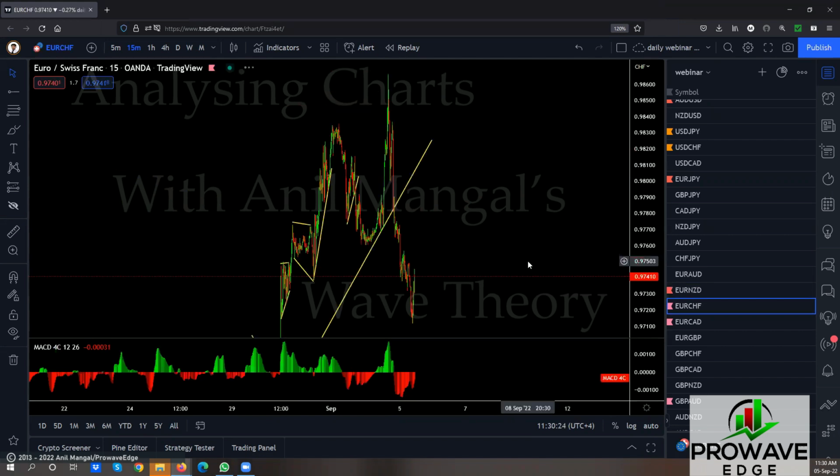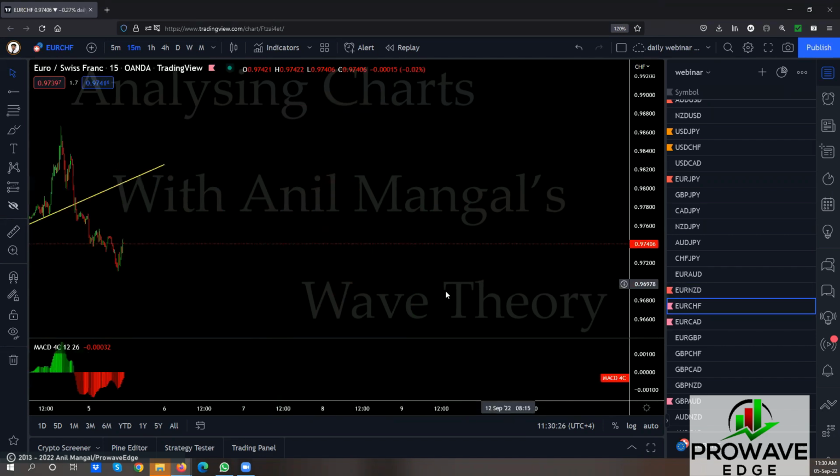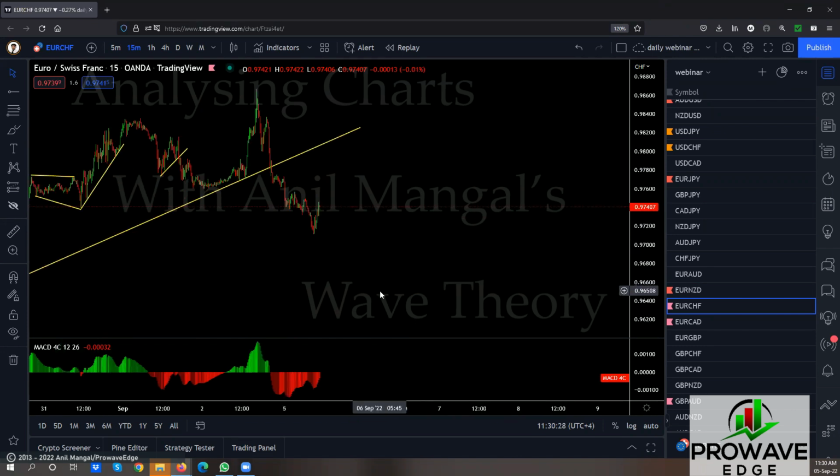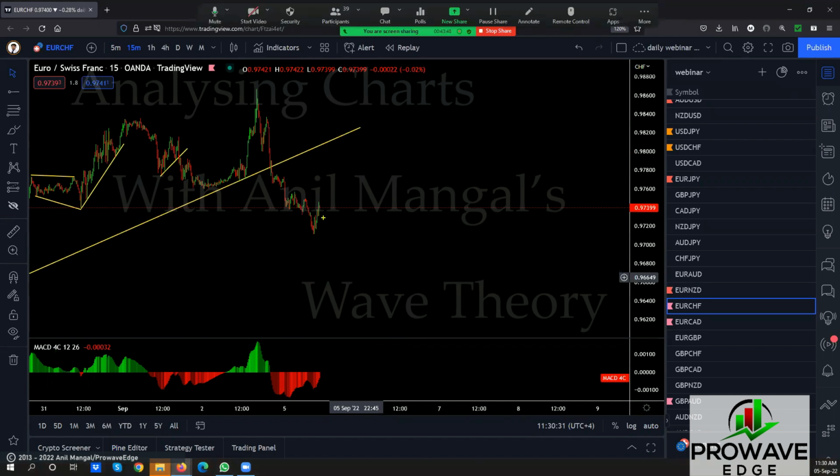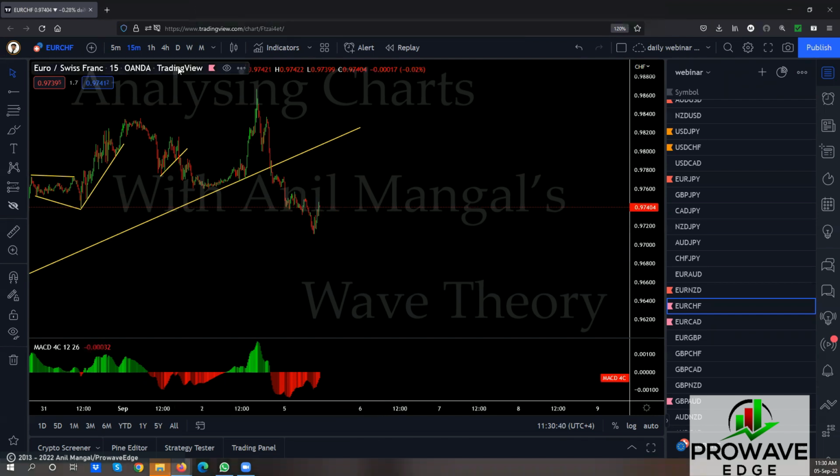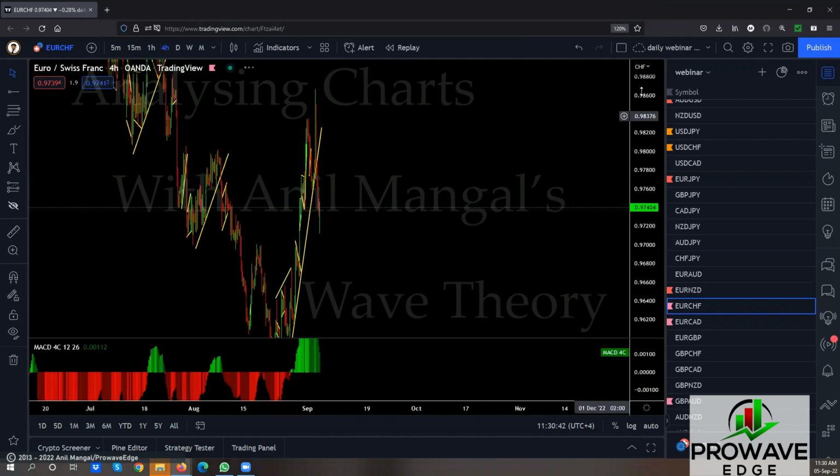Euro Swiss. Same here. But this one, we're not waiting for a running flat because we have a flat here already. We had a small running flat here already. This one, we're waiting for more of a correction. So if this dropped, we'll probably have to let it go. This is a very, very good sell setup, by the way. The bigger structure is amazing, right?